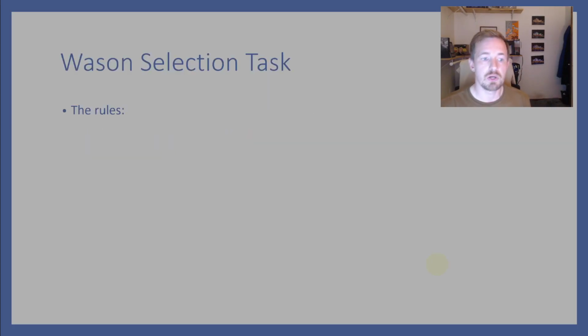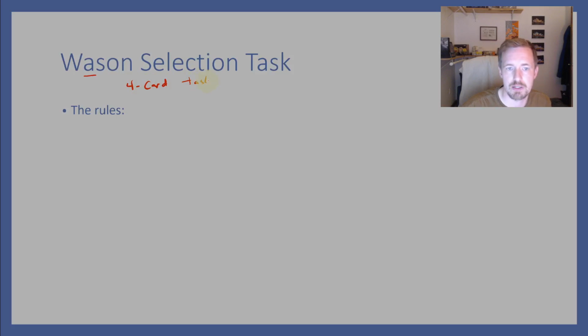All right. So the next thing we're going to talk about is one of those things that kind of trips up a lot of students, and it's called the Watson selection task. The Watson selection task is also in the book called the 4-card task. They mean the exact same thing. So if you see that in your book, it's just referring to this.